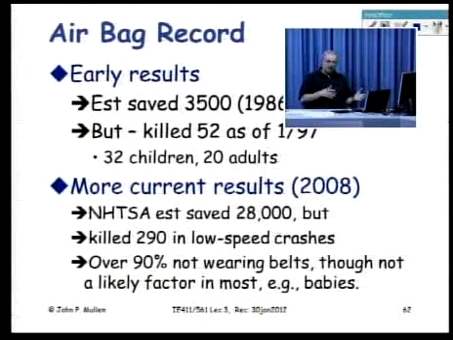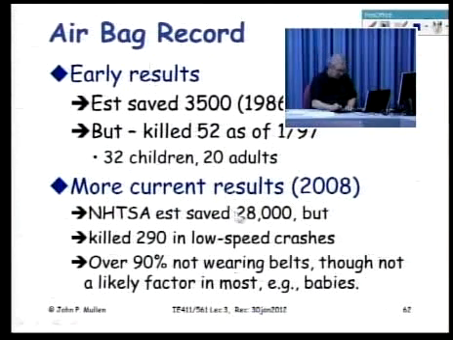And this is a problem. When we change things, we change things. We have the intended consequence, 28,000 lives saved, but we also have to face unintended consequences, the 290 people killed. And that's what makes it tricky.